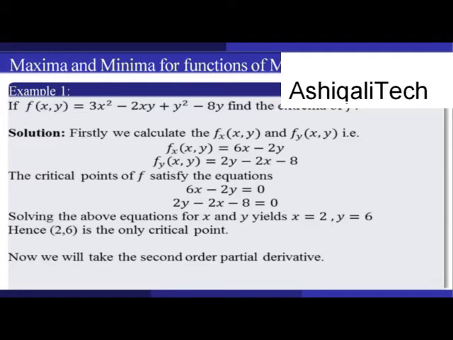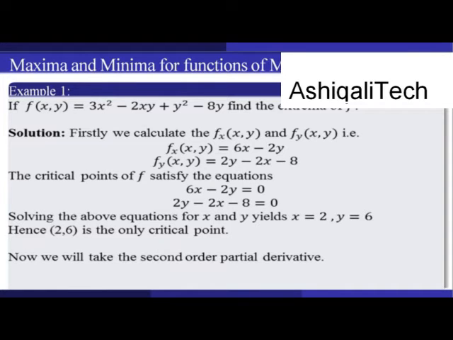If f of x, y is equal to 3x squared minus 2xy plus y squared minus 8y, find the extremum of the function f of x, y. First of all, we calculate the partial derivative with respect to x, fx, and the partial derivative with respect to y, that is fy. So fx is equal to 6x minus 2y. Similarly, fy is equal to 2y minus 2x minus 8.